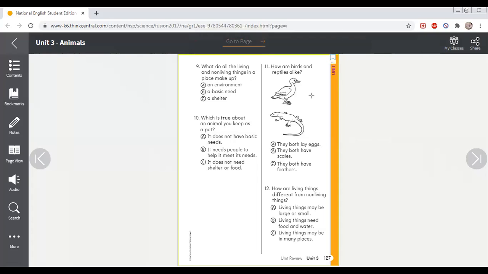Again, Isa, Azam, Faris. Bravo, boys. Yes. So it is A. They make up an environment. Both are correct.